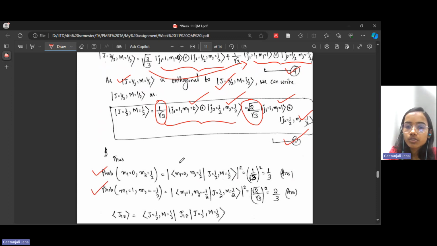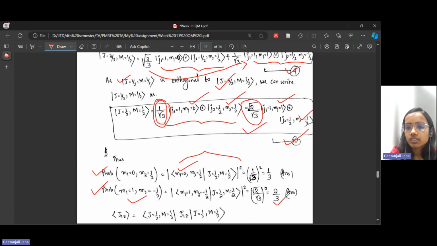So to find out the probability, you have to take the inner product, which will be nothing but the square of the coefficient, right? So for M1 equal to 0, M2 equal to half, it will be the square of 1 by root 3. And for M1 equal to 1, M2 equal to minus half, it will be the square of minus root over of 2 by 3.